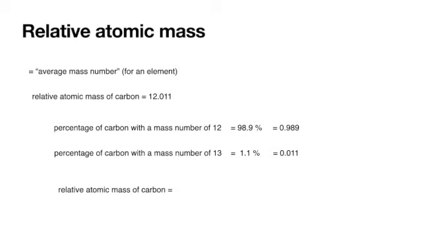To calculate the relative atomic mass, multiply the mass number by the percentage written as a decimal for each of the isotopes, and then add them together. So that is 12 times 0.989 plus 13 times 0.011. That will give us the relative atomic mass of carbon of 12.011.